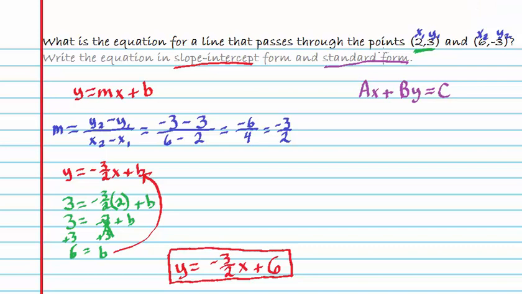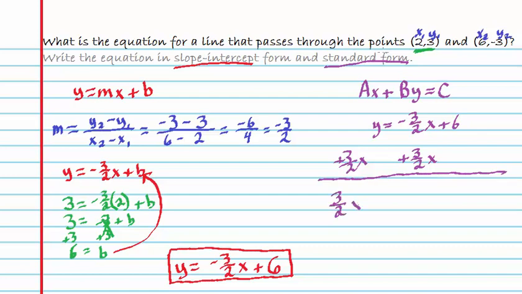So what I'm going to do is I'm going to rewrite my equation, which is y equals -3 over 2 x plus 6. So the first thing that I'm going to do is I'm going to move my x term to the left side. So I'm going to add 3 over 2x to both sides. When I do that, the left side of my equation is going to be 3 over 2x plus y equals 6.